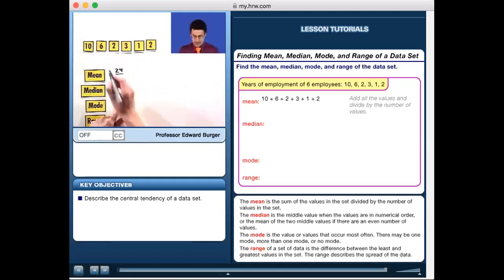And we divide by the total number we have, which is 6. And so we see the mean, this particular measure of central tendency, is 4. The average is 4. What about the median?